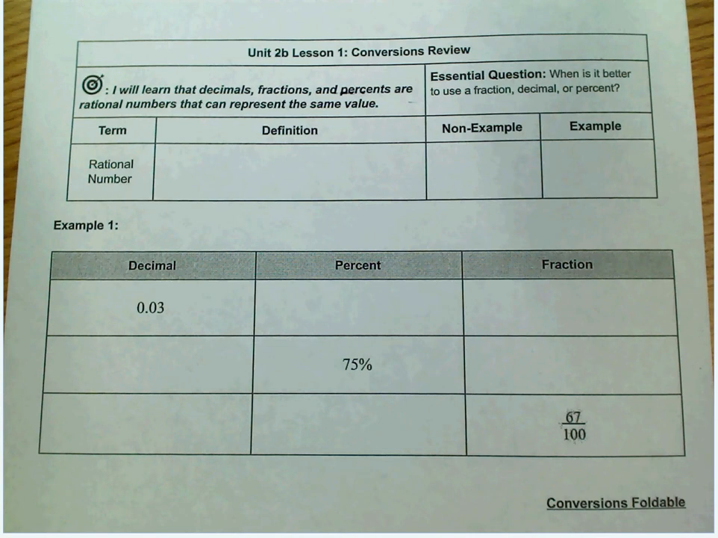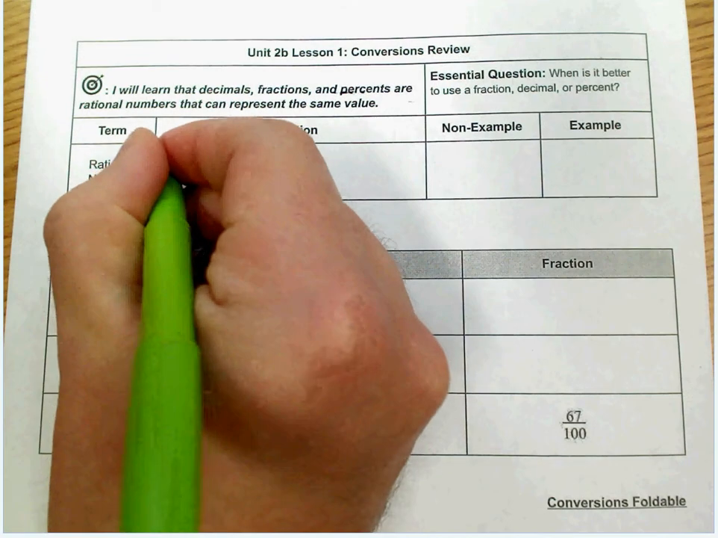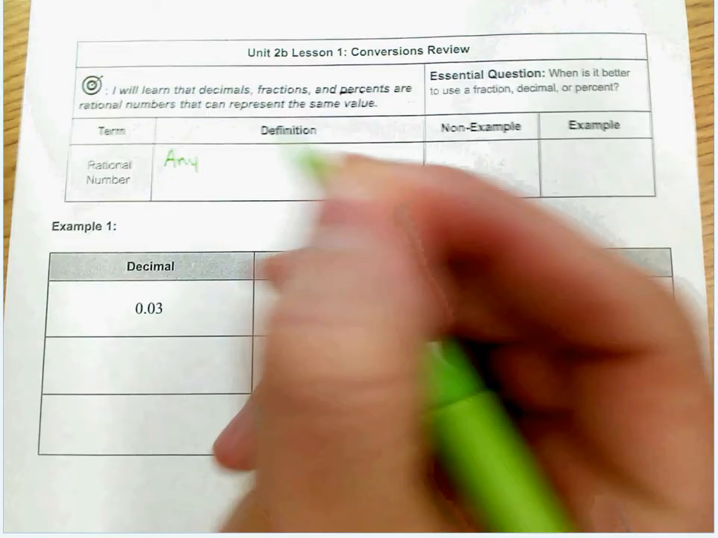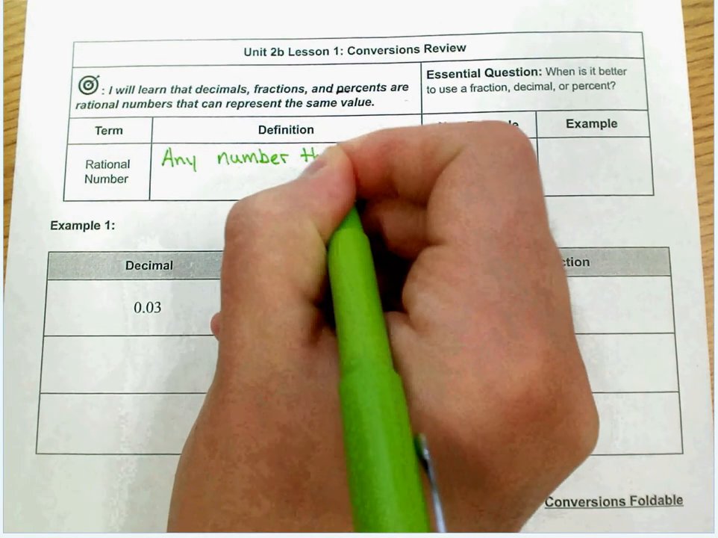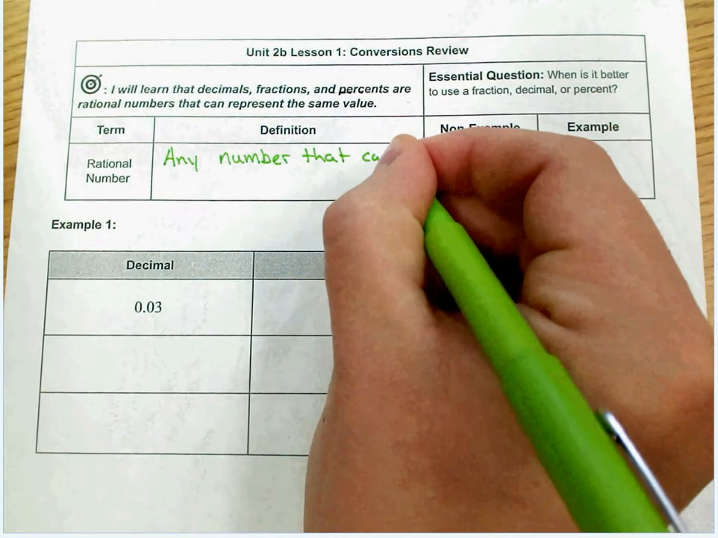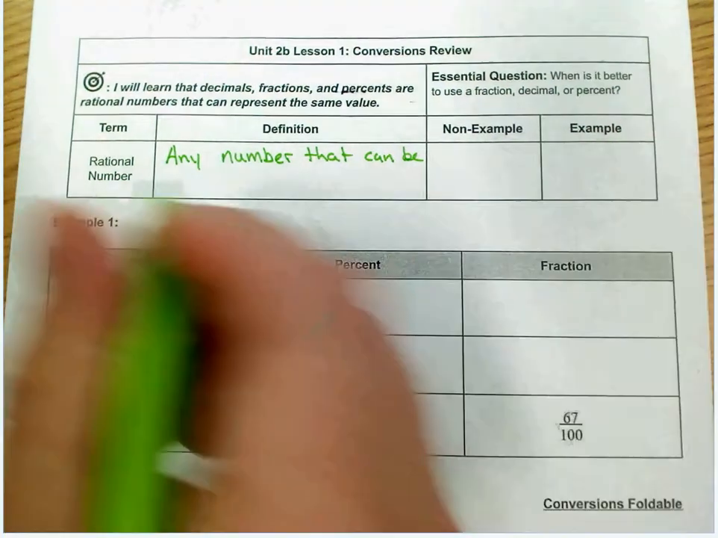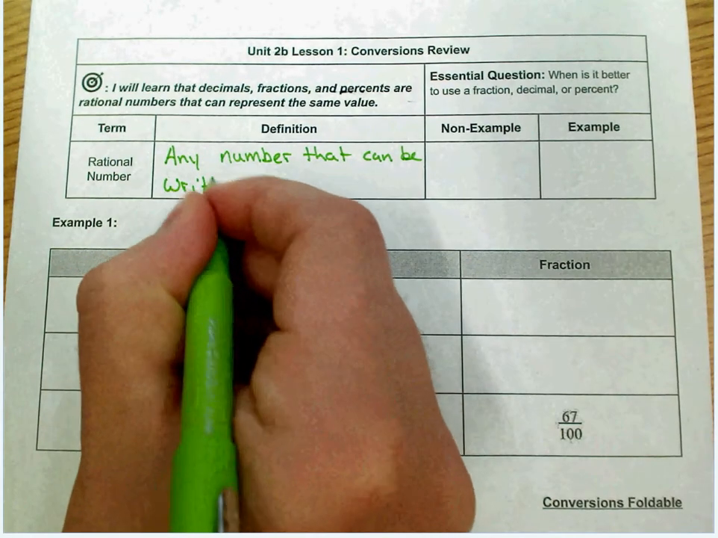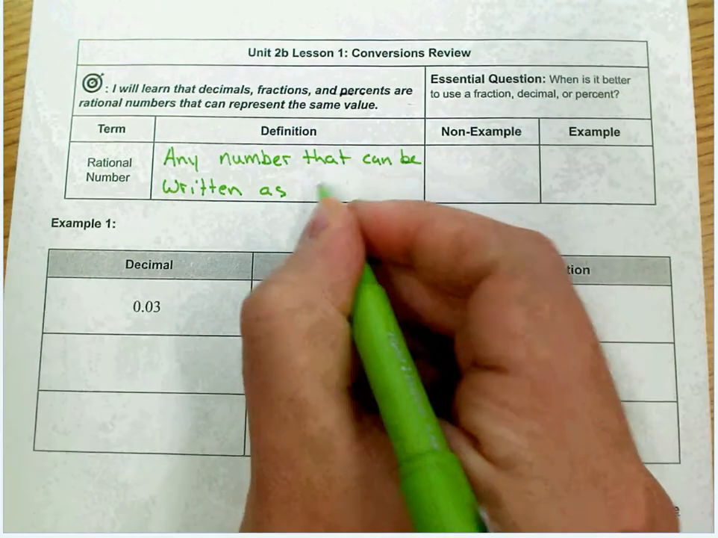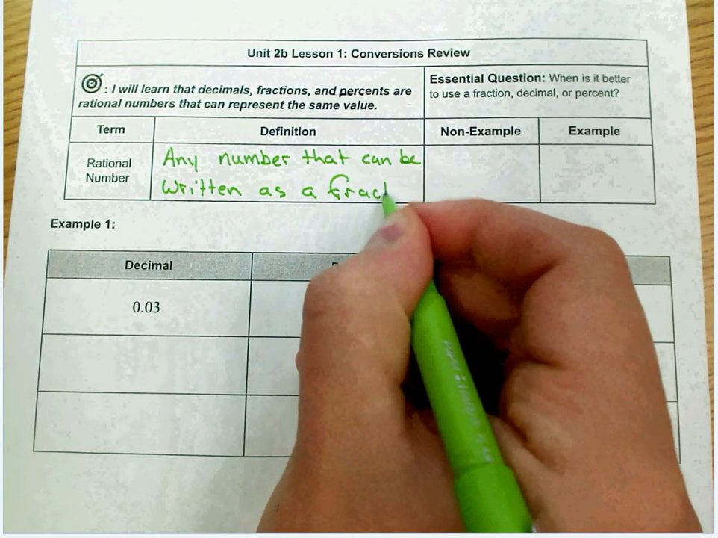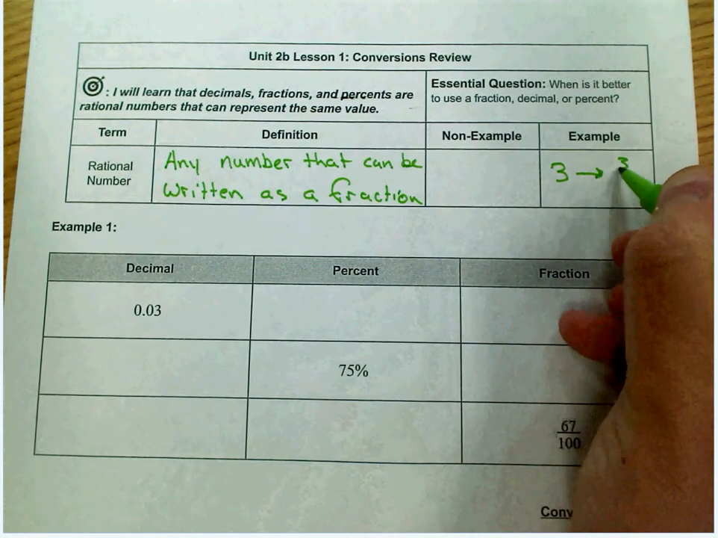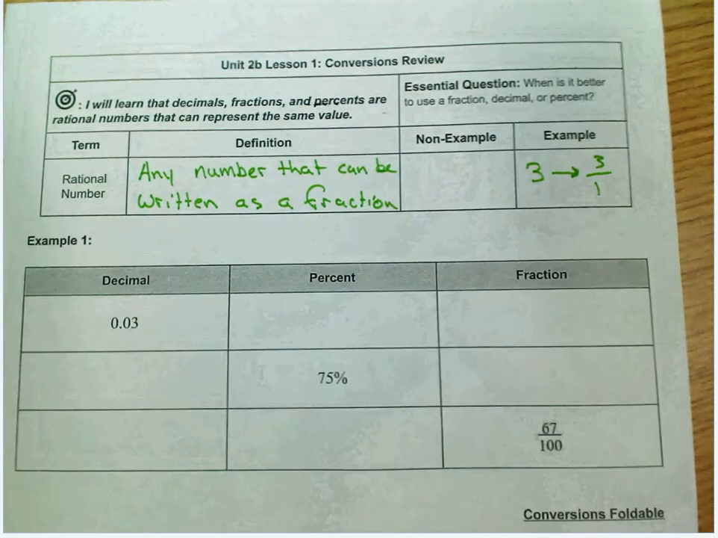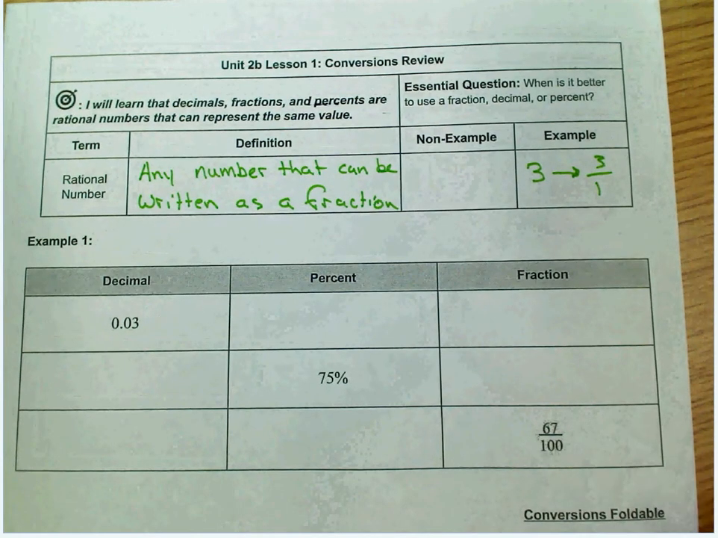All right, a rational number is any number that can be written as a fraction. Remember, whole numbers can be written as a fraction of 3 over 1, so that works out. So it's still a rational number.